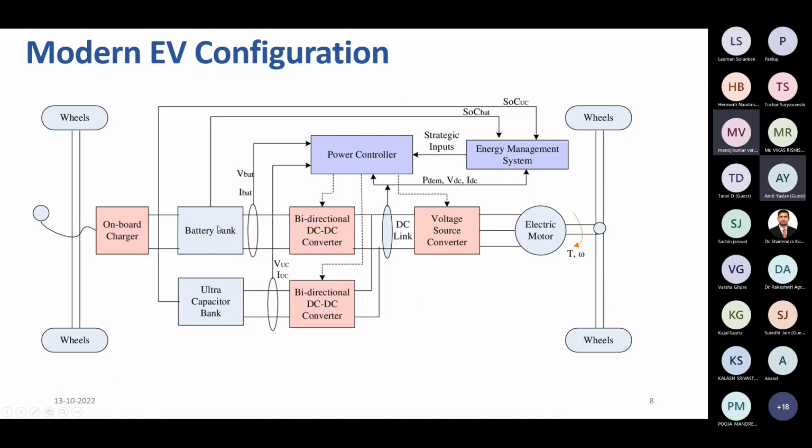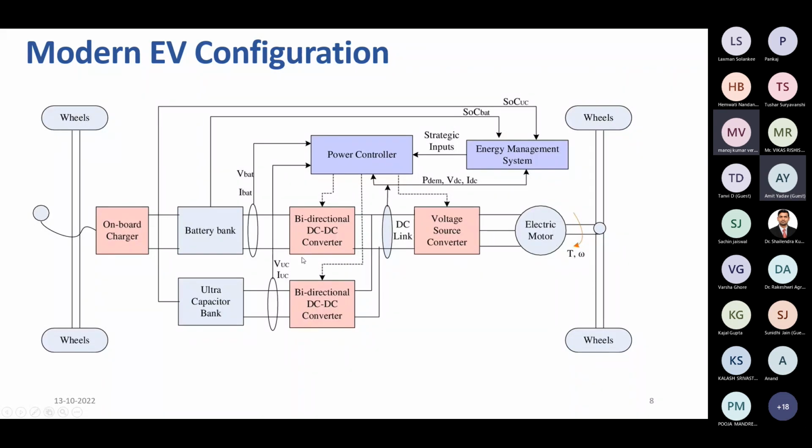It has an onboard charger, and we have a battery bank and an ultra capacitor, both of which act as backup. There is a bidirectional DC-DC converter connected to a voltage source converter to an electric motor. It is a bidirectional converter where the battery can be charged from either side, for example from regenerative braking and also from the onboard charger. As a backup, we have an ultra capacitor, which can be primary or secondary. We have two bidirectional converters and a voltage source converter for operating this electric vehicle motor, which is a PMSM or a PMBLDC.